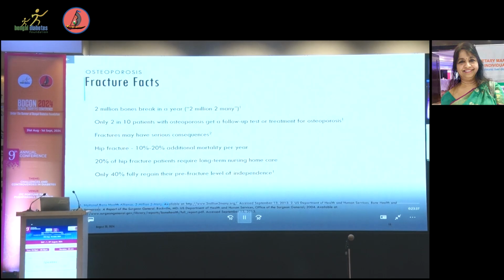So if you just look at fracture facts, a lot of fractures happen per year. The IOF says 2 million bones break in a year, 2 million too many. And only one in two patients with osteoporosis gets a follow-up test or treatment for osteoporosis, which means 8 out of 10 patients who fracture don't, and they will have serious consequences. Hip fractures carry 10 to 20% additional mortality per year, and 20% of the fracture patients require long-term nursing home care. They need assistance even for their daily activities, and only 40% or so fully regain their pre-fracture level of independence.